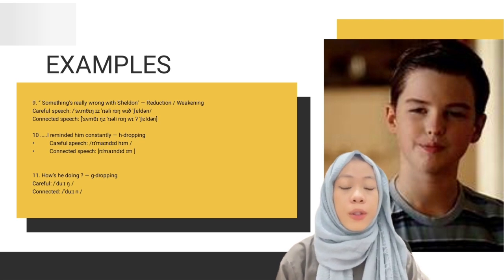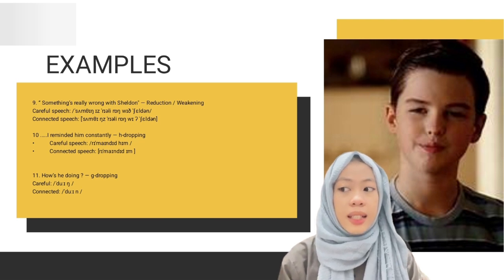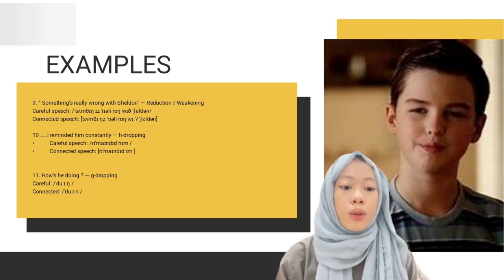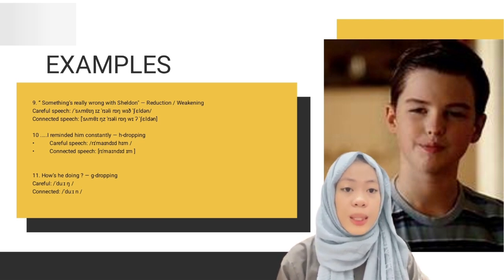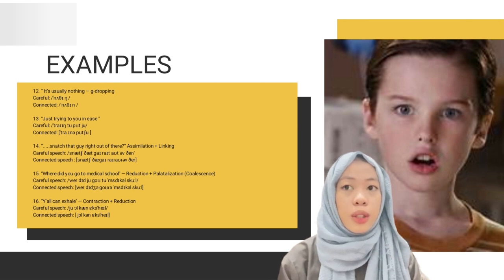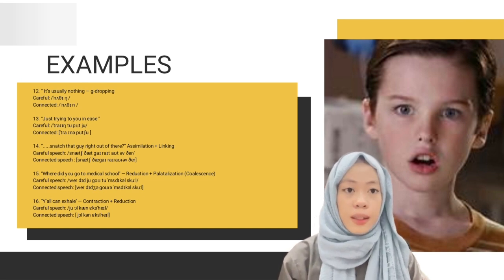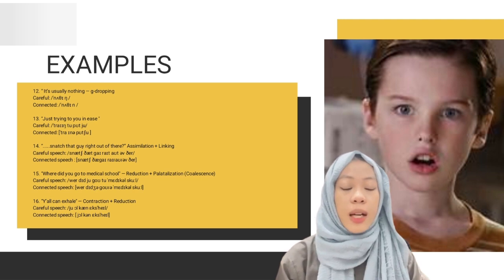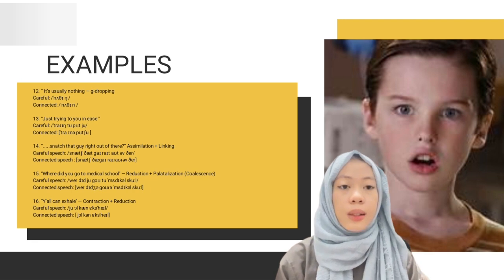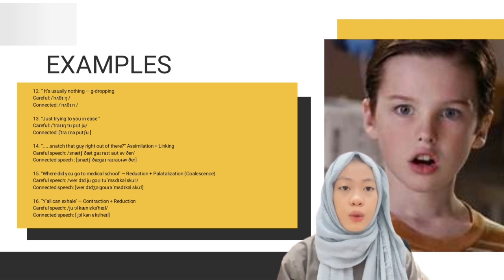And the next, "how is he doing?" There is a dropping of g. The ending "ing" changes to "in", so it sounds like "doin'". Next, it's "usually nothing." There is a dropping. The word "nothing" changes from "nothing" to "nothin'". And next, "just trying to put you in a say." There are reductions and assimilation. Some sounds are shortened and connected to make the pronunciation faster and more natural.